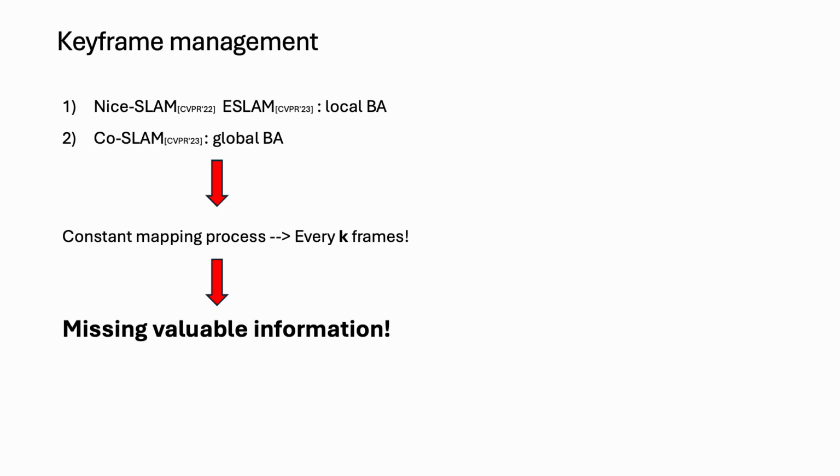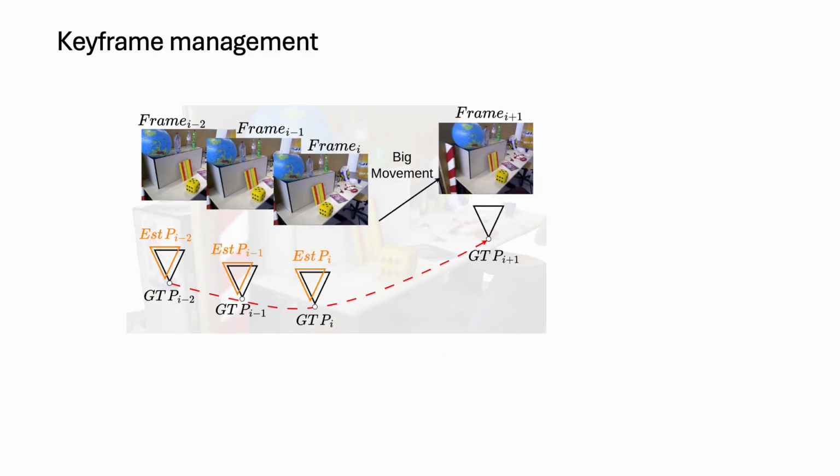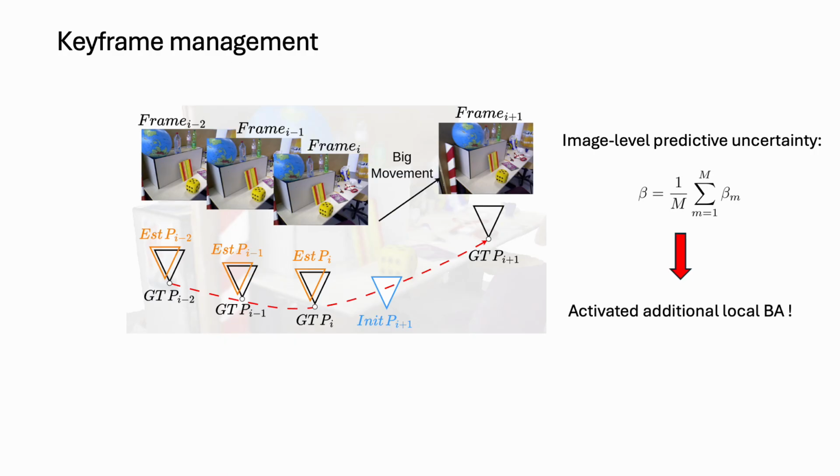Let's consider an example to illustrate the keyframe selection issue. As the camera moves steadily from frame I-2 to frame I-1 and reaches frame I, but sudden large motion occurs at frame I+1. In such cases, the assumption of uniform motion becomes inaccurate, making standard optimization insufficient. To handle this, additional optimization steps and an adaptive mapping process are required to effectively capture the scene changes and ensure accurate reconstruction. We utilize image-level predictive uncertainty to dynamically trigger local bundle adjustment, ensuring that optimization efforts improve overall accuracy.